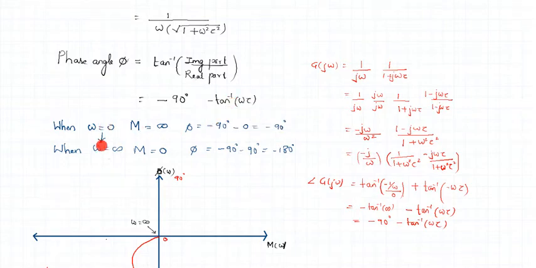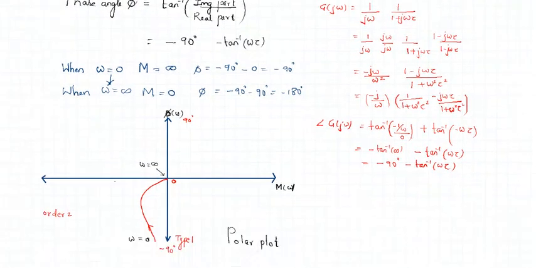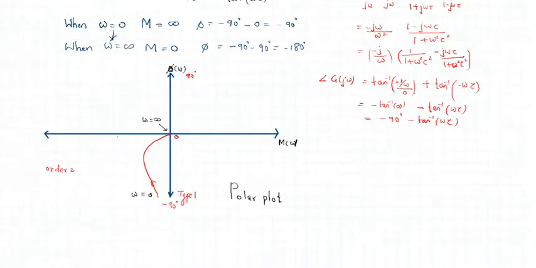Similarly, when we put frequency as infinity in the magnitude equation, 1 by infinity becomes 0. So magnitude is 0 when omega is infinity. And when omega is infinity in the phase equation, tan inverse of infinity is 90, and hence minus 90 becomes minus 180 degrees. So we have now obtained both the magnitude and phase. From this information, we will plot the polar plot.